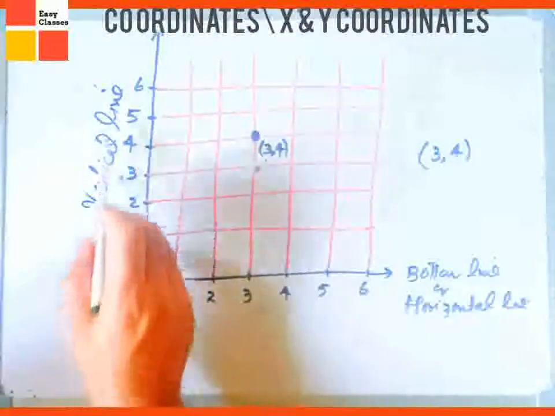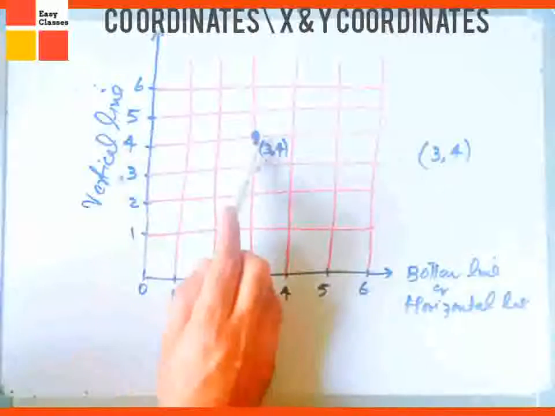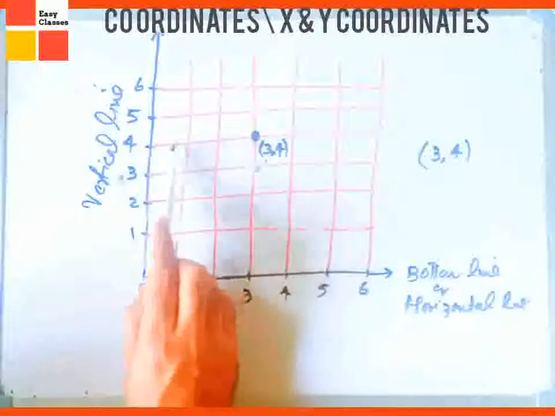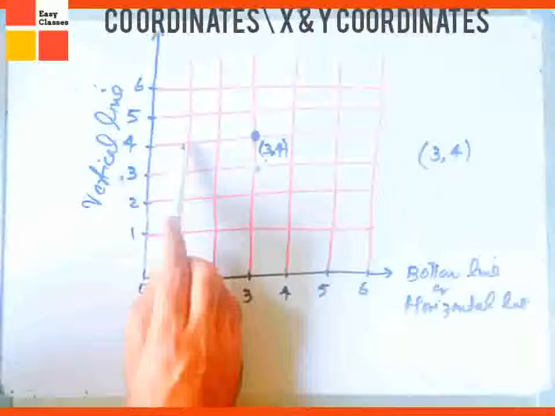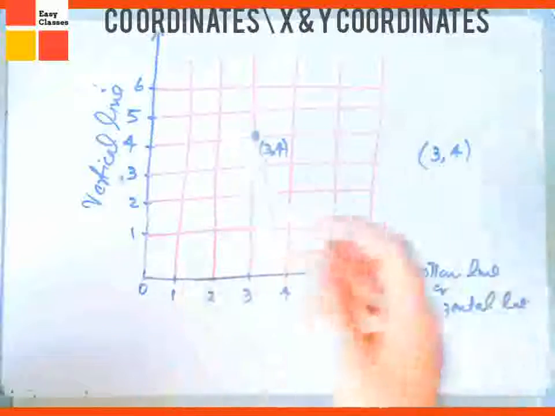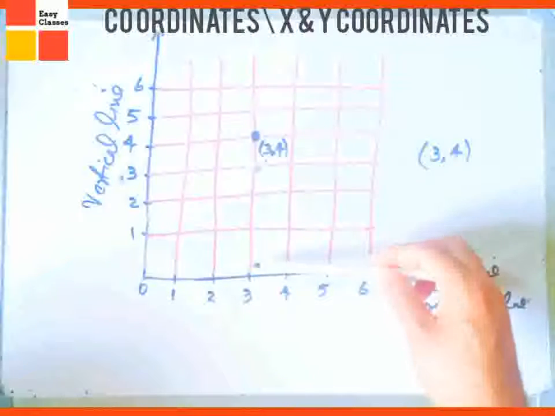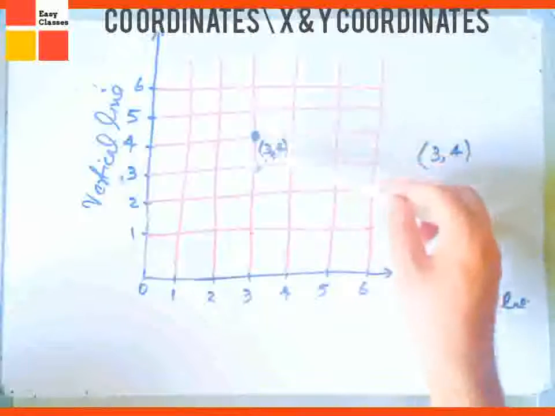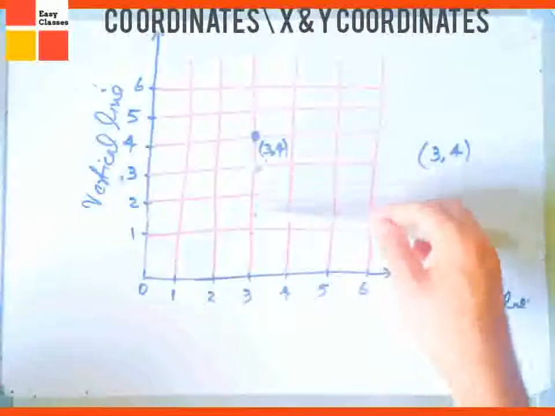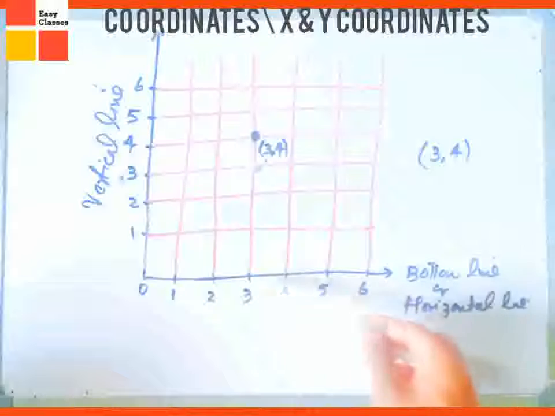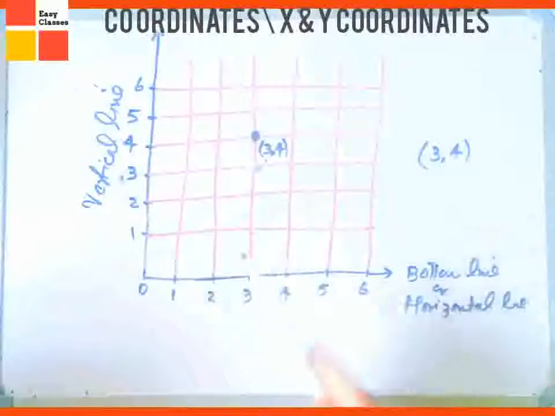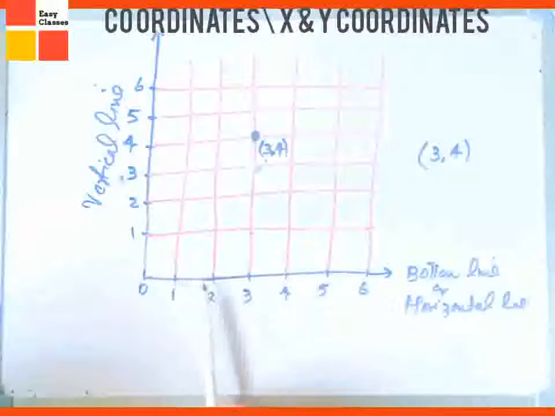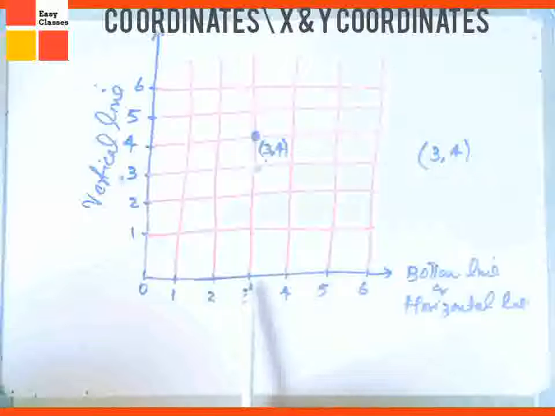Okay, now clearly it shows that this point is 3 points away from the vertical line. 1, 2, 3. And it is 1, 2, 3, 4 units away from this bottom line. In other words, we can say it lies on this axis, or on the bottom line, at the point 3.